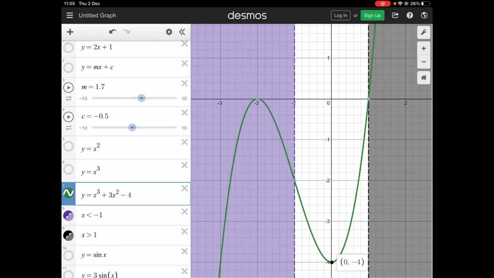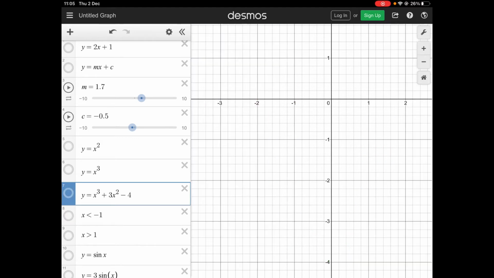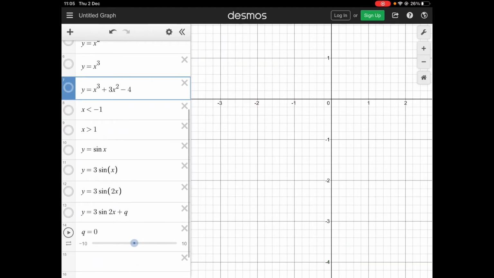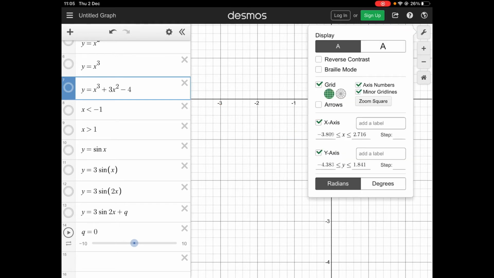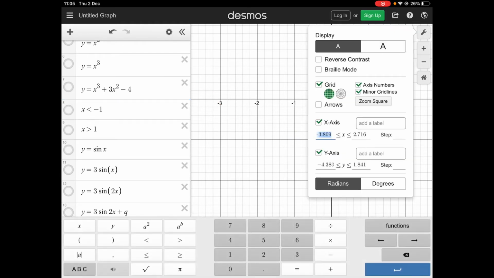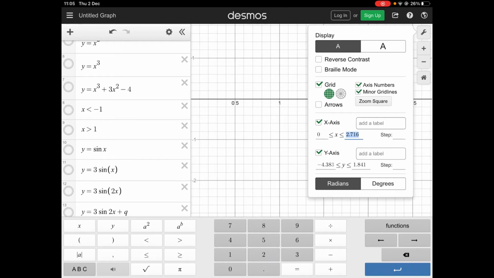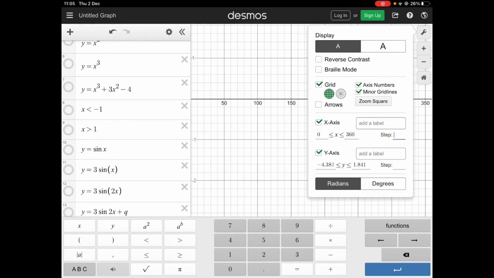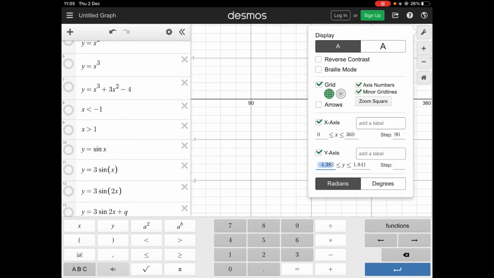And although we can do that algebraically, having the chance to look at it graphically helps the young people with their understanding. We can also look at trig functions. So if we were to change our parameters here and look at degrees, for example, we'll make sure we have increments of 90 degrees.